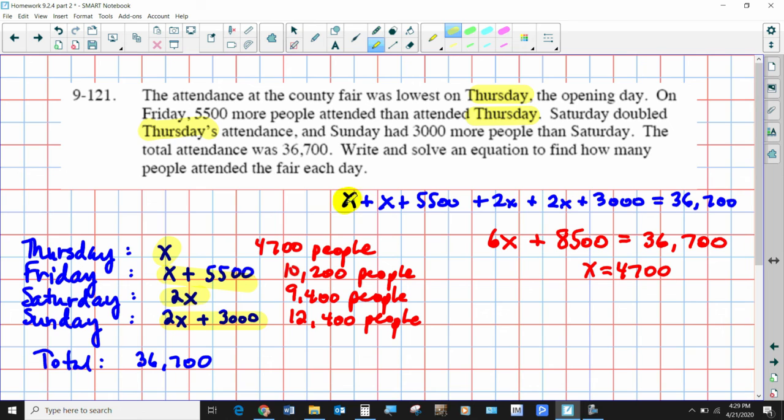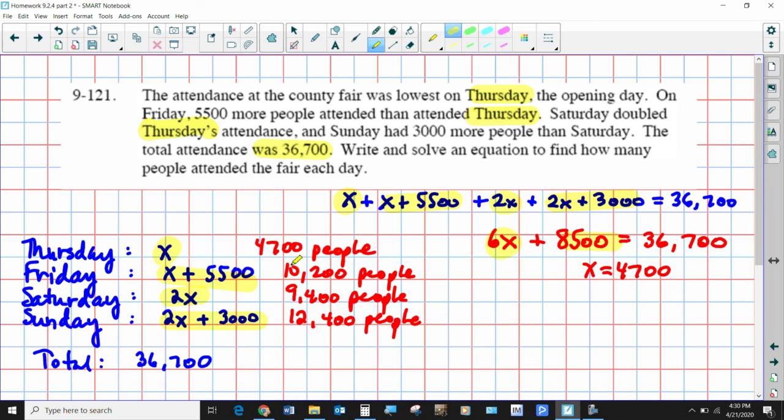So let's put all these in. There's the Thursday, there's the Friday, there's the Saturday, there's the Sunday. You combine like terms. So 1, 2, 3, 4, 5, 6 X's, and then 8,500 is equal to the total attendance for the entire 4-day sequence, which was 36,700. So we'll subtract 8,500, then divide by 6, and that's how you get this number, 4,700, and that's for Thursday.